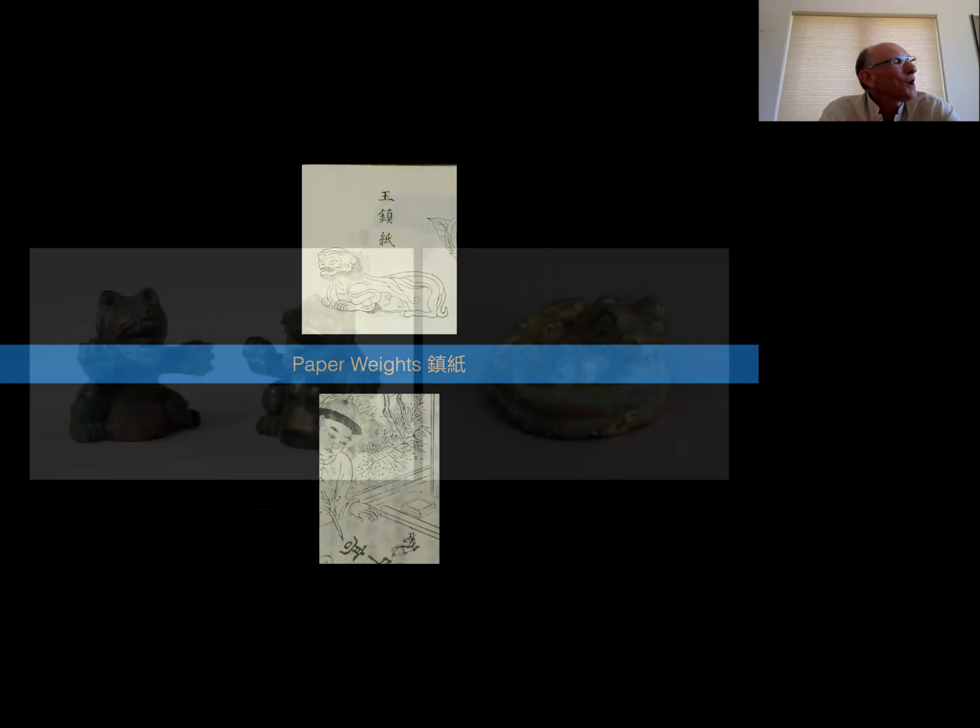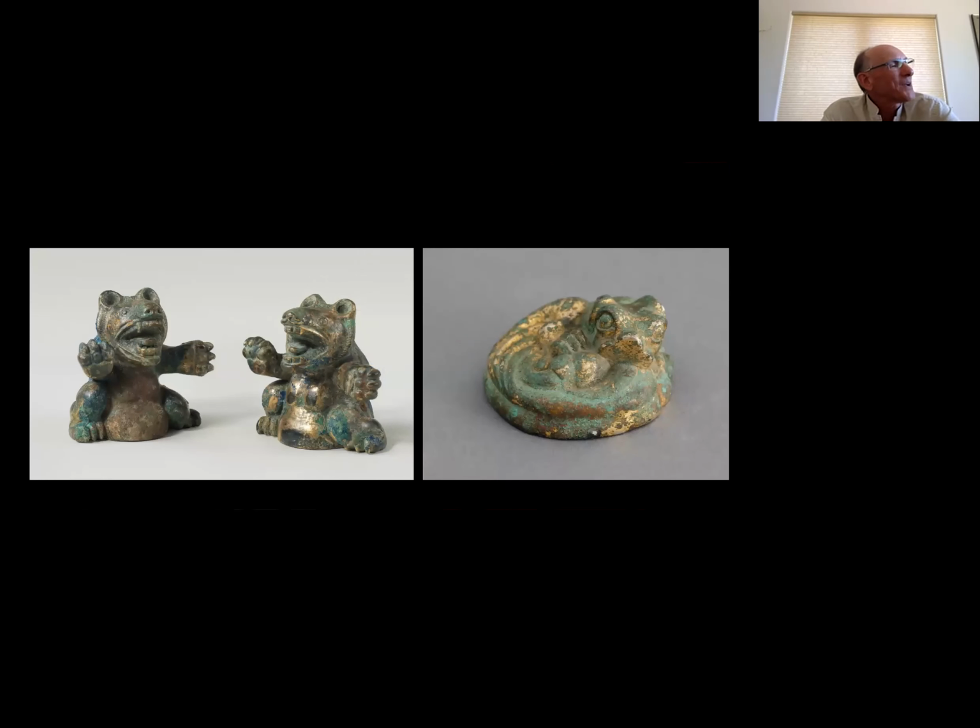They were beautiful objects, these things. Here are a couple of bronze mat weights, actually. They're from the Han Dynasty. They're usually excavated objects. They were produced in sets of 4, and they were set on the 4 corners of the mat.